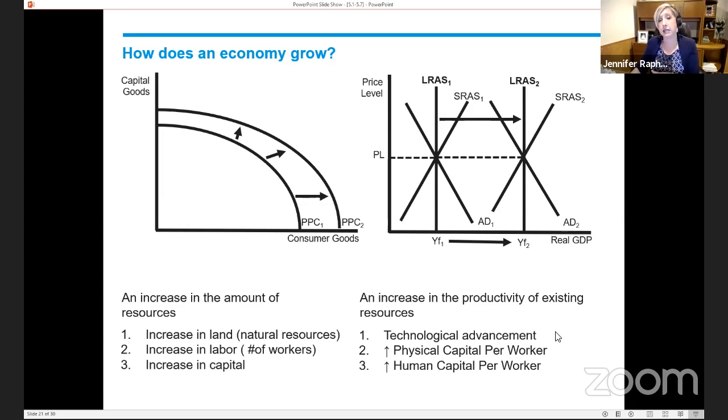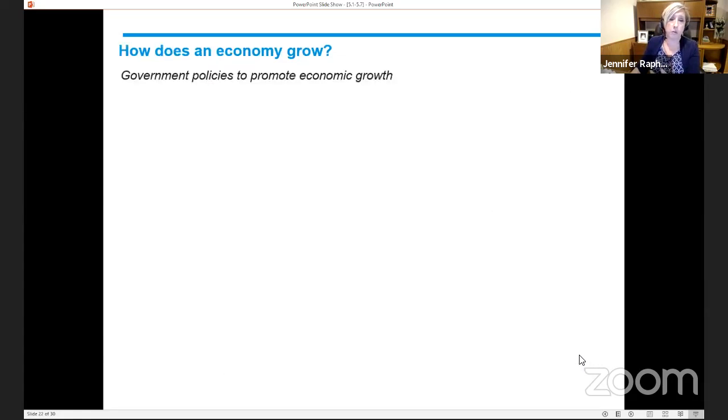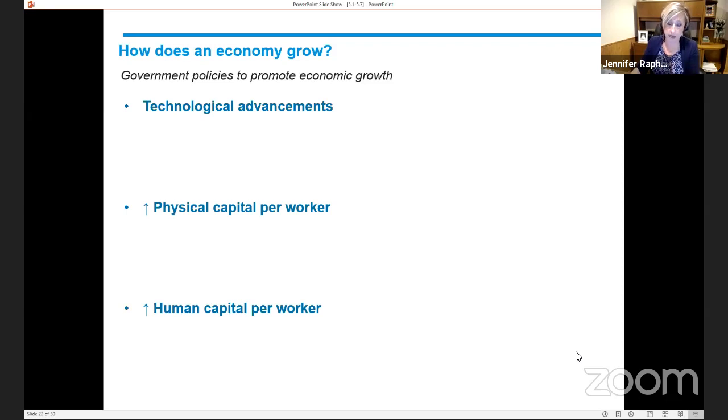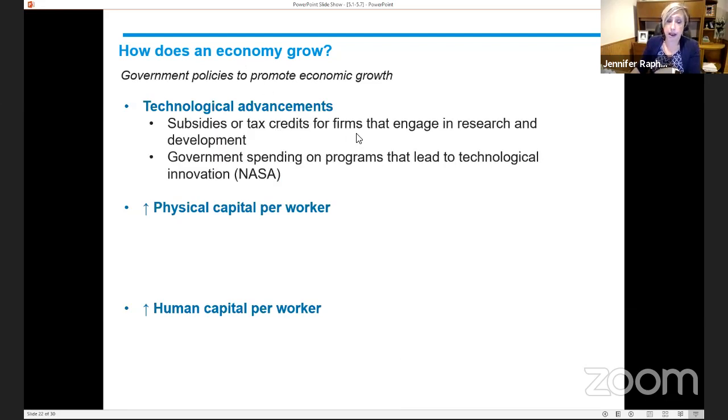And now we can connect that to fiscal policy again, because we can think about some of the fiscal policies the government is implementing that can impact these things and will therefore impact long-run economic growth. So here are some of those government policies that will affect technological advancement, the amount of physical capital per worker, and the amount of human capital per worker. Subsidies or tax credits for firms that engage in research and development will increase the rate at which technology advances, and government spending on some of the programs that it operates also leads to technological innovation that has economy-wide applications.